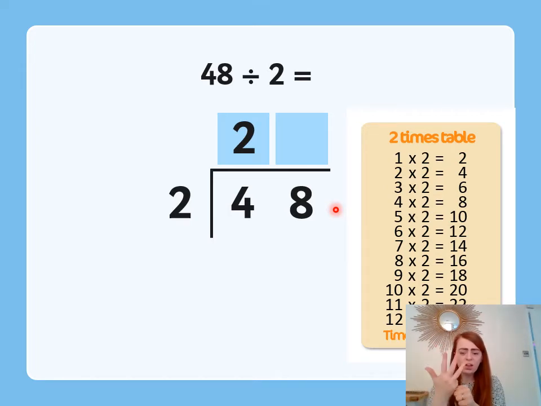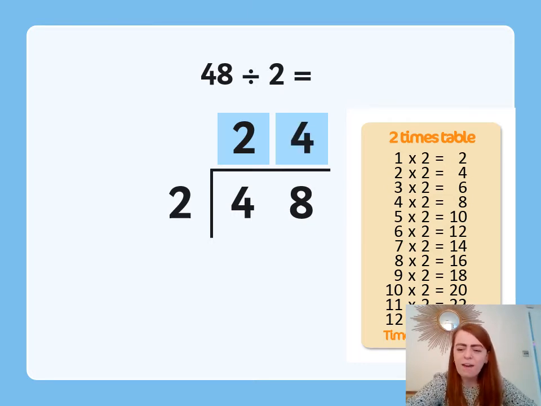How many 2s did I count up in? 1, 2, 3, 4 before I reached 8. You might want to use the multiplication times table that you've drawn out, so you could see, well, 2 times what equals 8? 4 times 2 equals 8, and I know that division's just the inverse. So what is your answer going to be then? It's going to be 4. So 48 divided by 2 is 24. And there's the answer there.